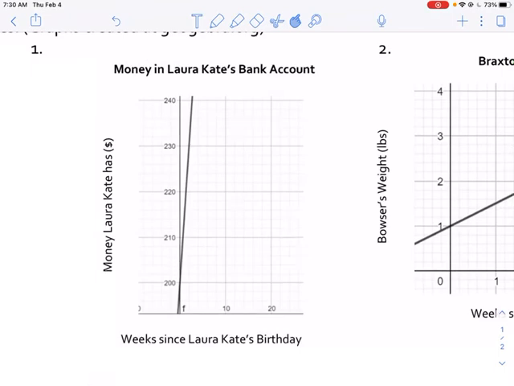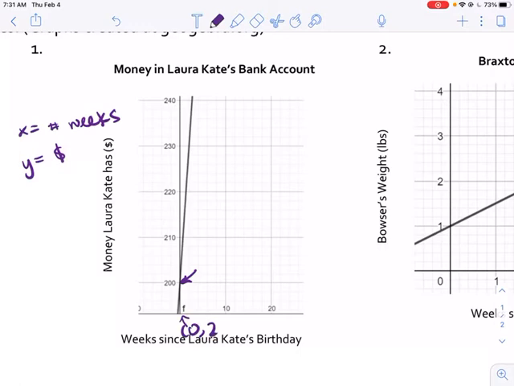So we notice that our X is weeks since Laura Kate's birthday. And then our Y is going to be the money that she has. Okay, so now let's look at our y-intercept. This one's a little weird. This graph is a little wonky, like the scale doesn't start at 0. But the y-intercept is at this point. So on the x-axis, it is 0, and it's going to be 0 to 100. So our b equals 200.